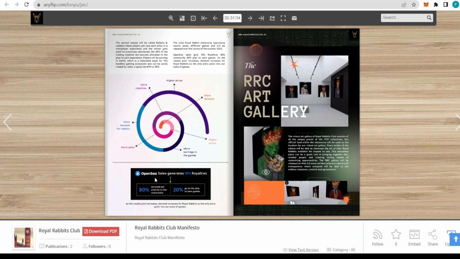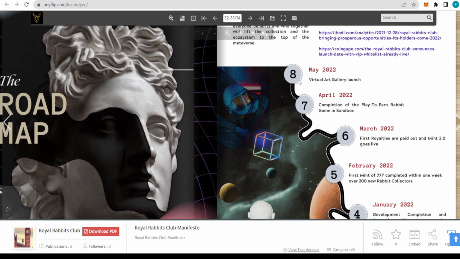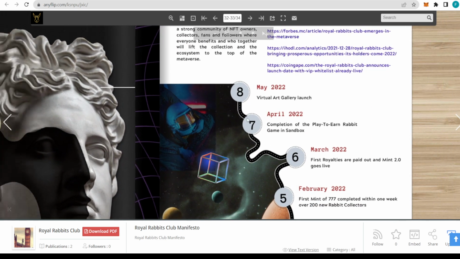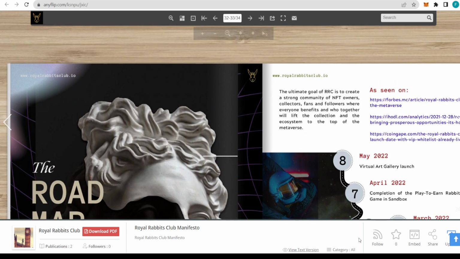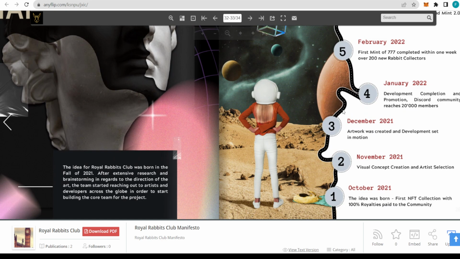And the OpenSea sales generated 10% of royalties, and 80% are paid out directly to the community, with 20% going to play to earn games. Really lovely. The RRT art gallery as shown in here as well, and definitely an important step. And we also have the roadmap, and as you guys can see, the virtual art gallery in May 2022. So this May we're going to have quite a nice step right here, but that is still for a while.